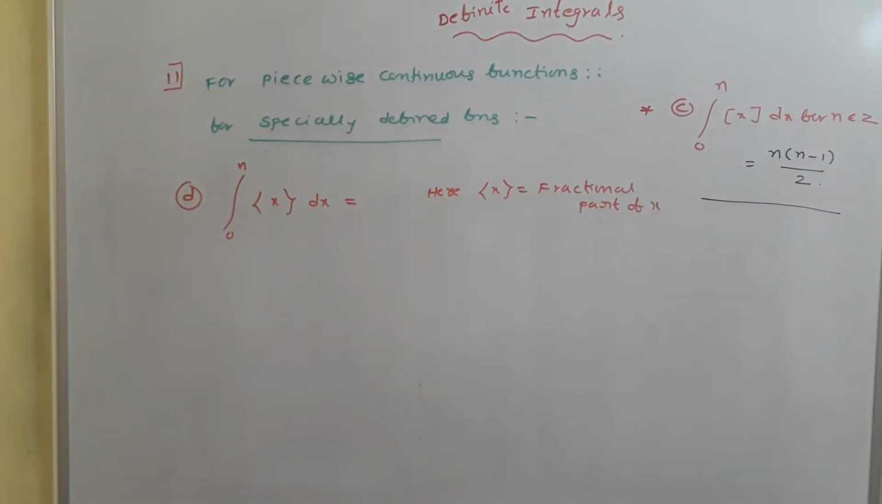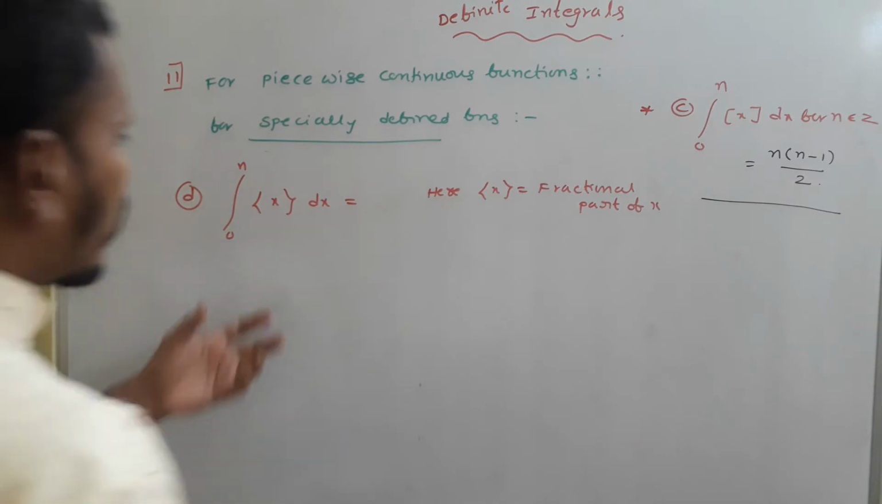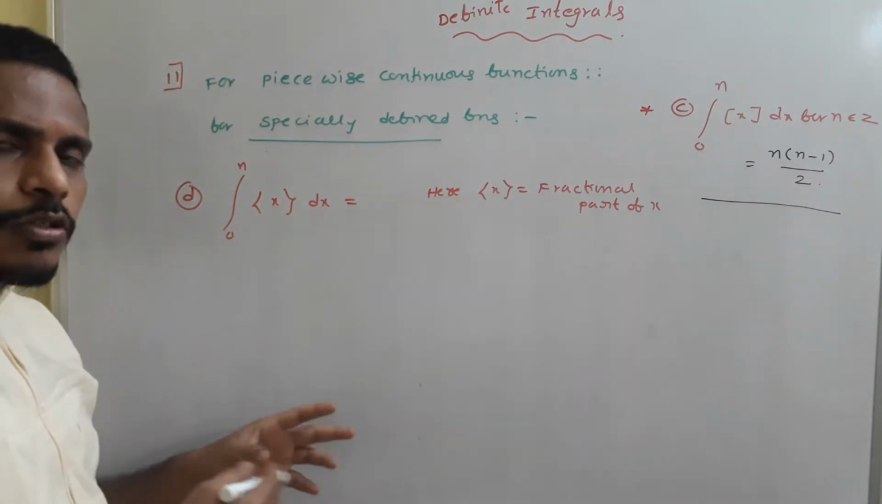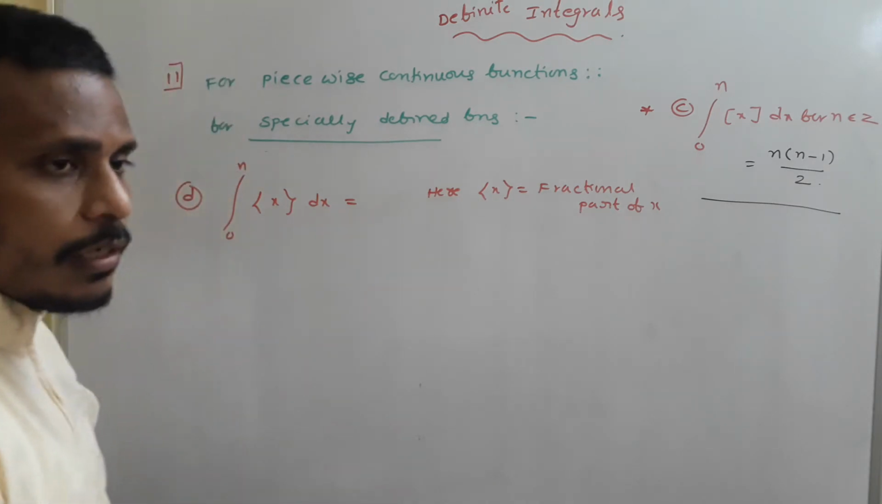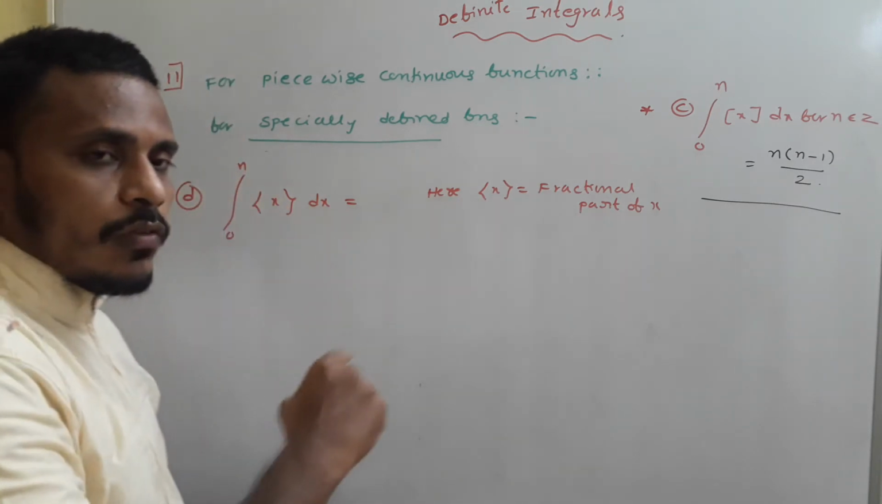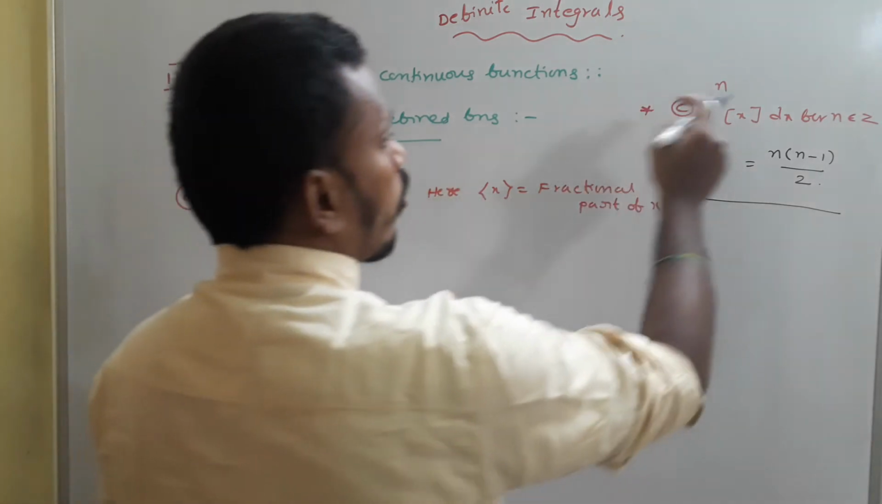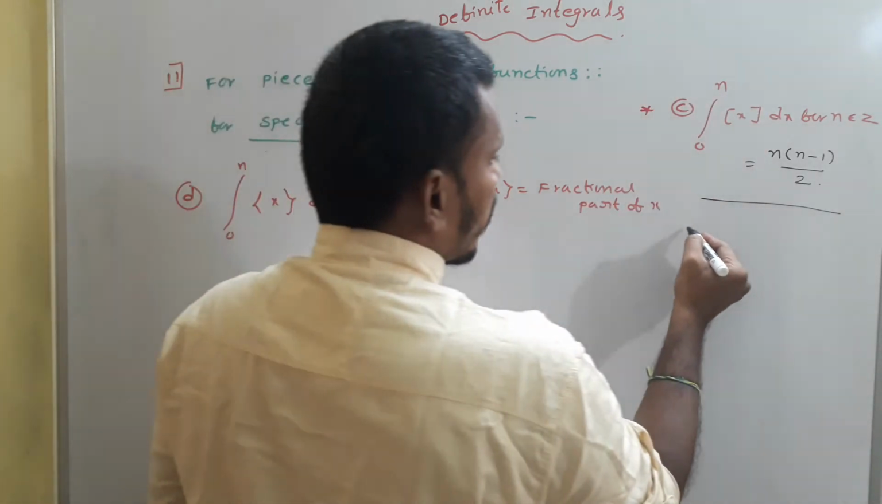Integral 0 to n fractional part of x dx. How do we calculate this? Again, fractional part of x is also different from integer to integer. One way is splitting it as 0 to 1, 1 to 2 and so on, and the other way is using the basic relation between fractional part of x and step x.